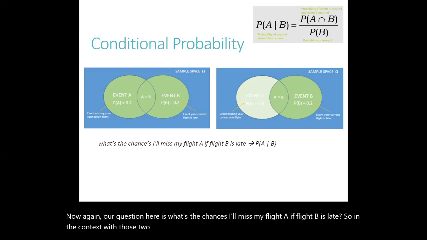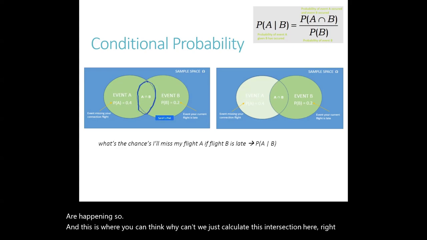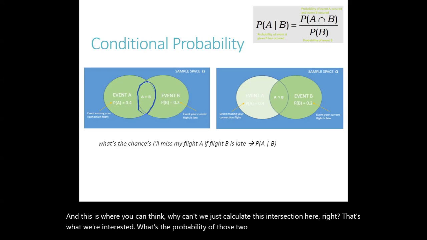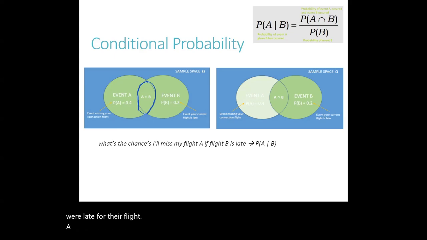are happening. So, and this is where you can think, well, why can't we just calculate this intersection here, right? That's what we're interested in. What's the probability of those two things happening together? People were late for their flight A, and flight B was late at the same time. That is your joint probability.